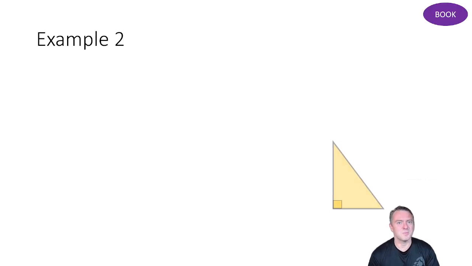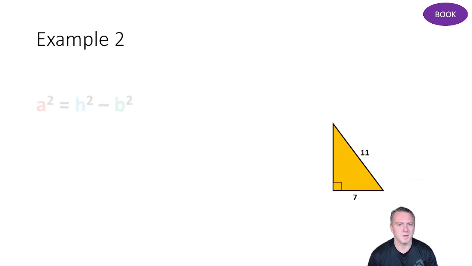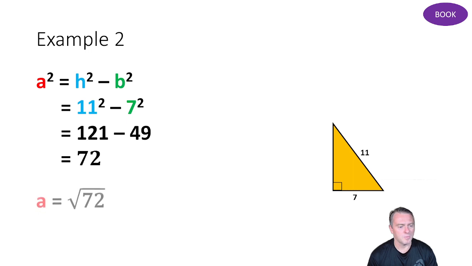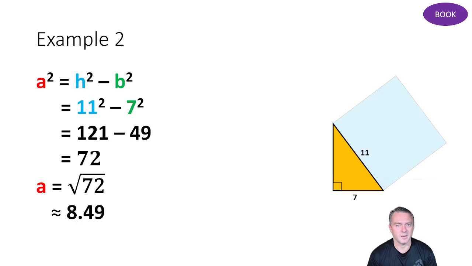Cool. So the last one then, we've got example number 2. We're going to go 11 and 7. I'm going to follow exactly the same process. We're going to go A squared equals H squared minus B squared. 11 squared minus 7 squared. So 11 times 11 is 121 minus the 49, which leaves us with 72. We then want to find just the side. So we square root the A squared, which gives us 72, square root 72. And then that approximately equals 8.49.